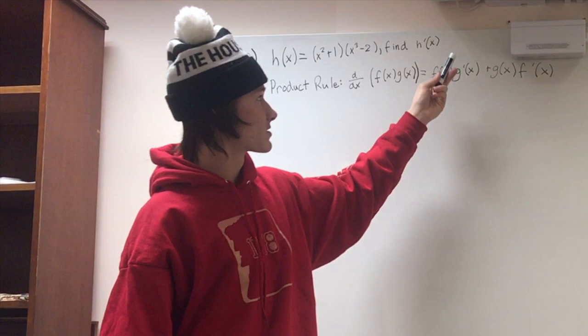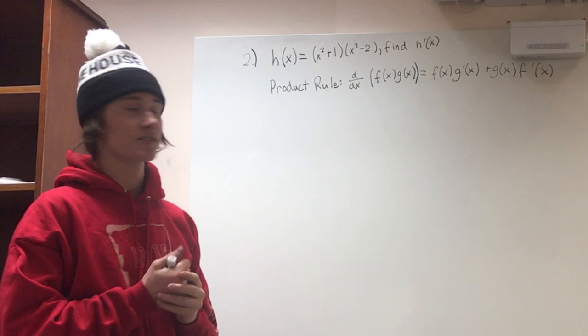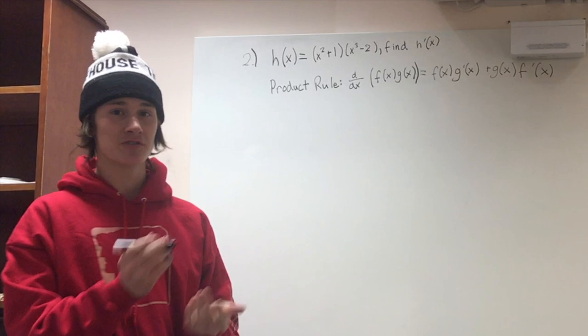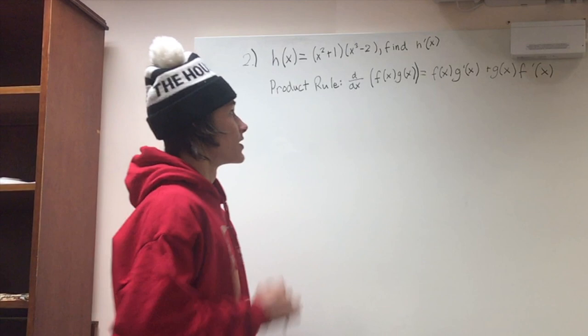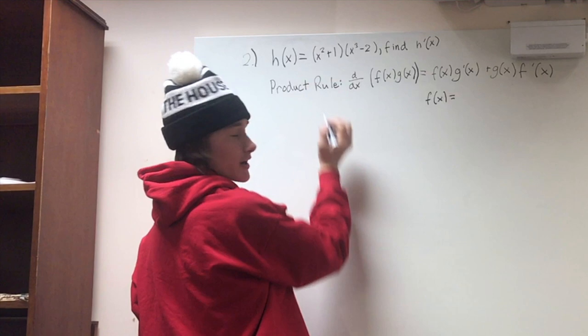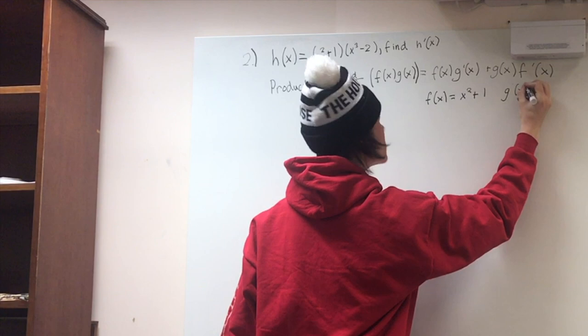So we can get going with this example problem similar to the first one, where we want to write out what f of x equals, what g of x equals, what the derivative of f of x equals, and what the derivative of g of x equals, to make it a little simpler for ourselves as we're writing out the derivative of h of x. So we can start by saying f of x equals x squared plus 1, and g of x equals x cubed minus 2.